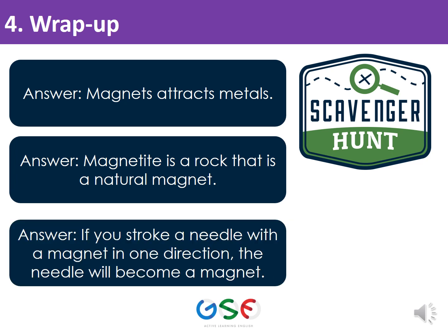Yes. Well, if you try to stroke a needle with a magnet in one direction, then the needle can become a magnet. So let's say that you have a paper clip and you have a magnet. You try to stick it. Stroke it. Stroke in one direction. What would happen to the paper clip? Yes, it will become a magnet. So that's how you're going to make a magnet.